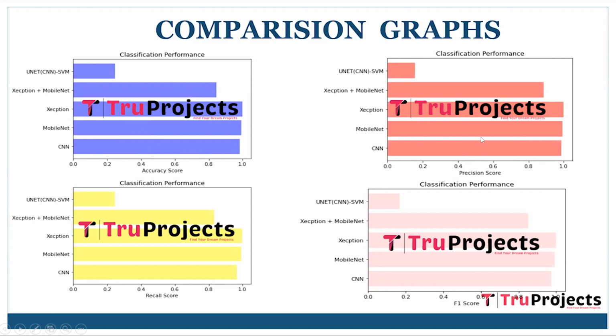Similarly, we have the precision score graph also. Precision is the ratio of true positive predictions to the total positive predictions, representing the model's ability to correctly identify relevant instances while minimizing false positives.